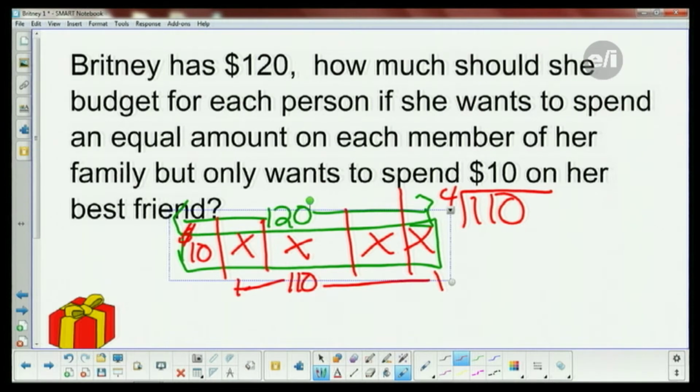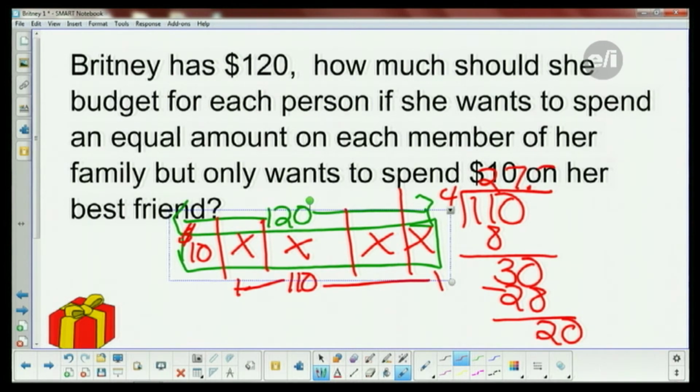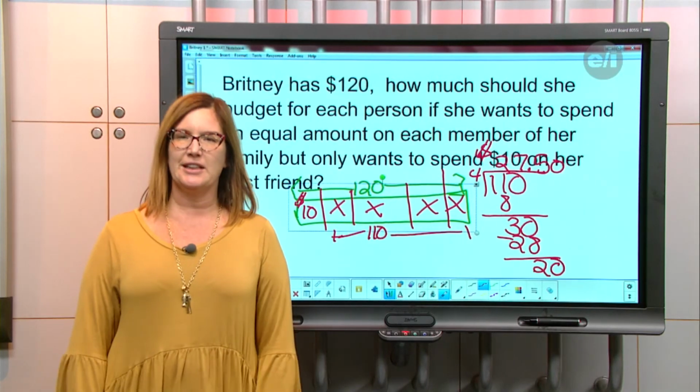4 goes into 11 2 times, which gets me an 8. Bring down the 3. 4 goes into 30 7 times, which gets me a 28. Bring down the 2. And then 4 goes into 20. Well, it doesn't go into the 2. I have to put a decimal here. So she has $27.50 to spend on each person in her family.